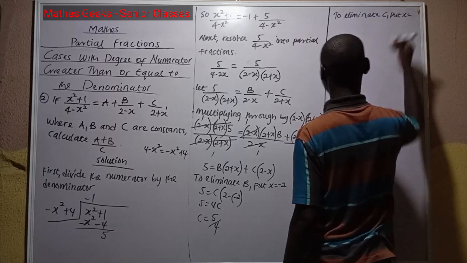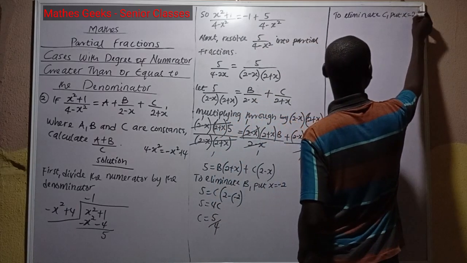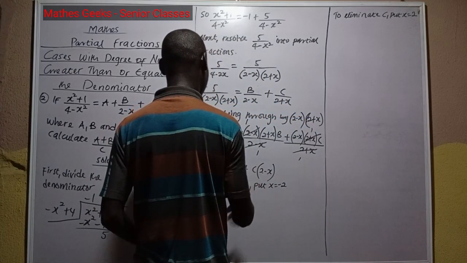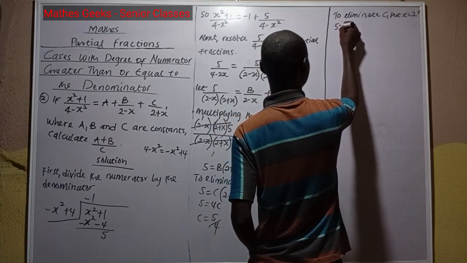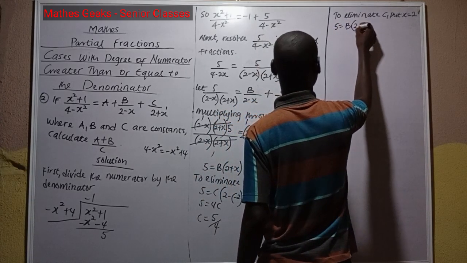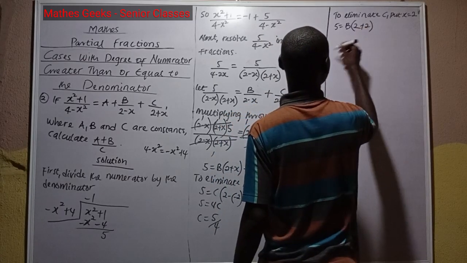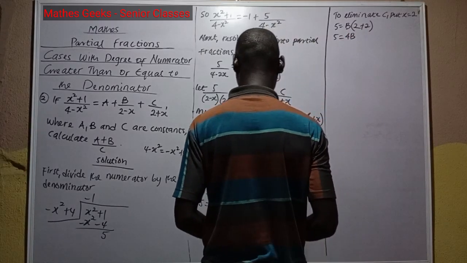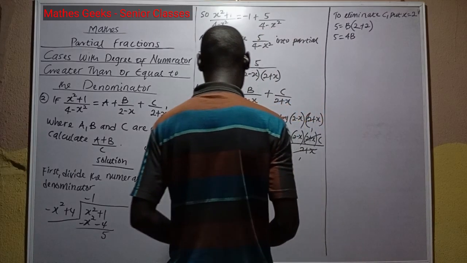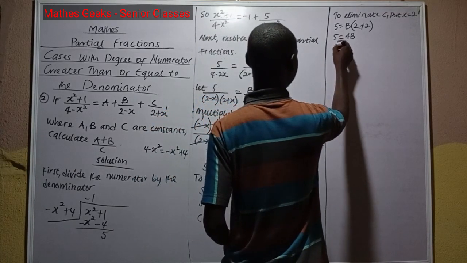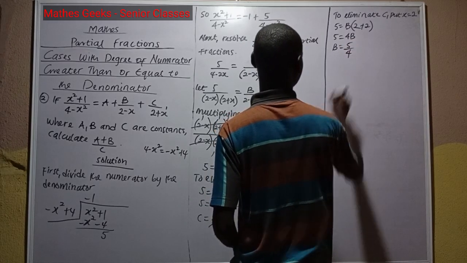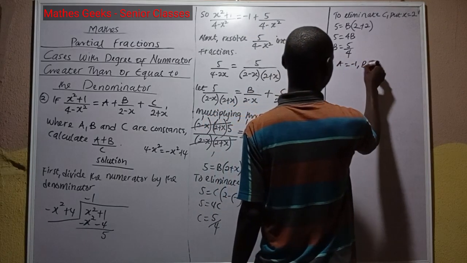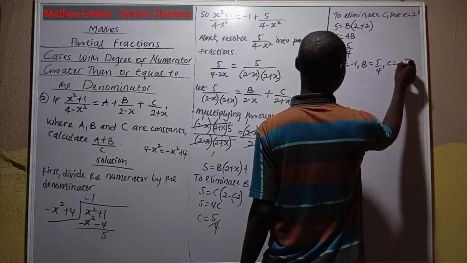To eliminate c, we put x equals 2. So if x is 2, we put 2 in place of x. 2 minus 2 is 0, 0 times c is 0, so c is eliminated. That gives us 5 equals b times 2 plus 2. So 5 is equal to 4b, and b will give us 5 over 4. Therefore, a is equal to minus 1, b is equal to 5 over 4, c is equal to 5 over 4.